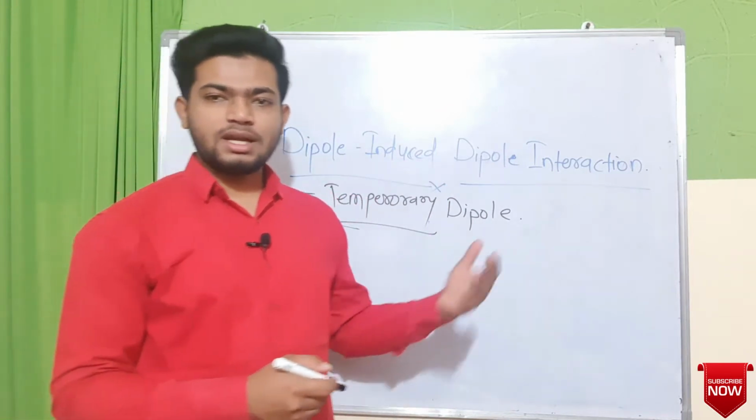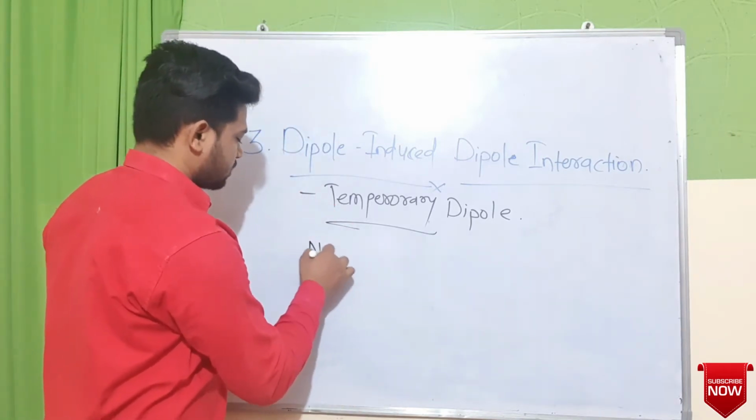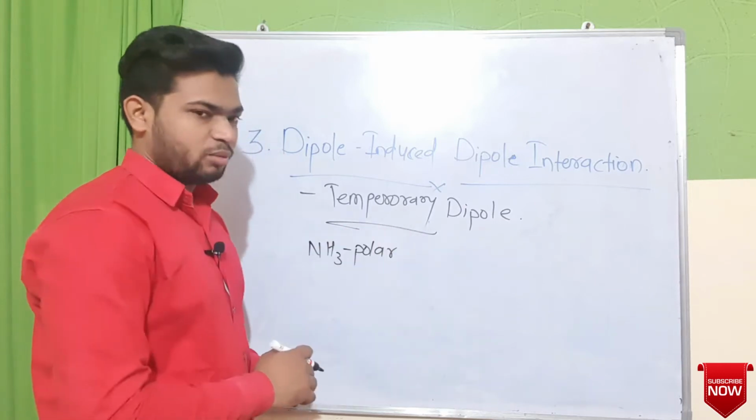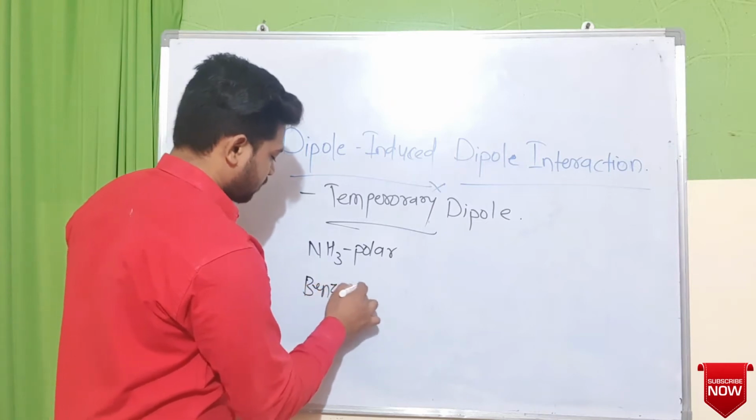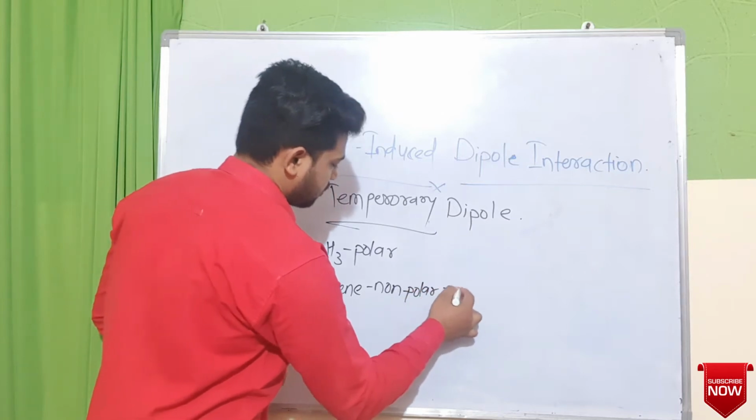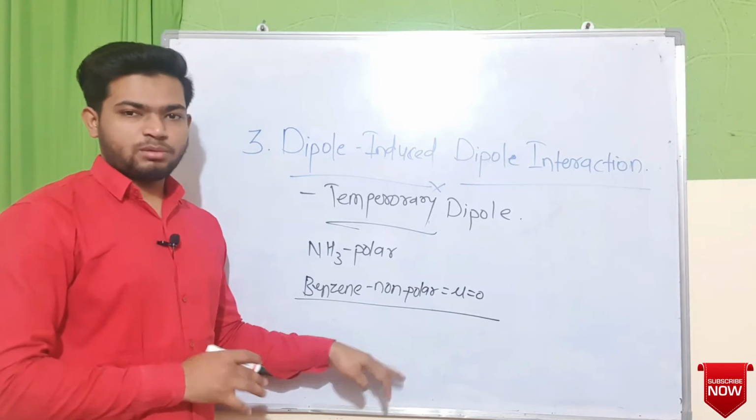Okay, you will understand via example. Suppose we have taken as an example a polar molecule, ammonia, which is polar, having some dipole moment, and the second example is of benzene, which is non-polar, which has a dipole moment of 0. So it is non-polar, having dipole moment as 0.